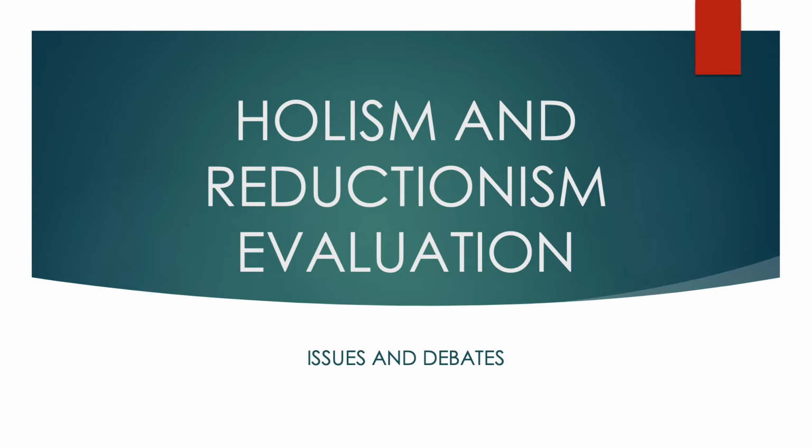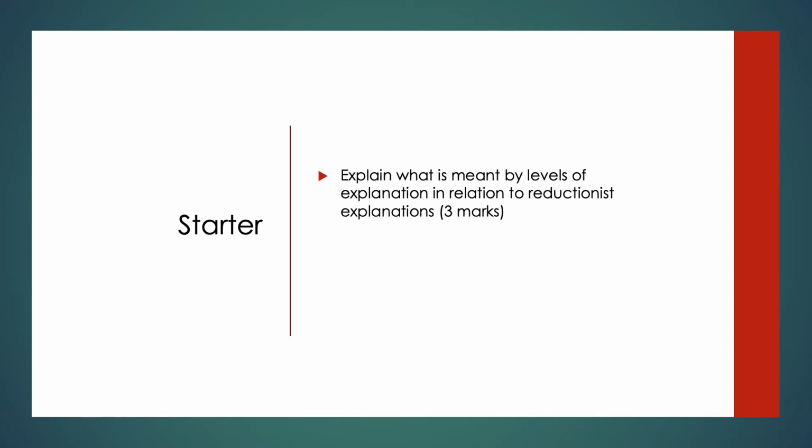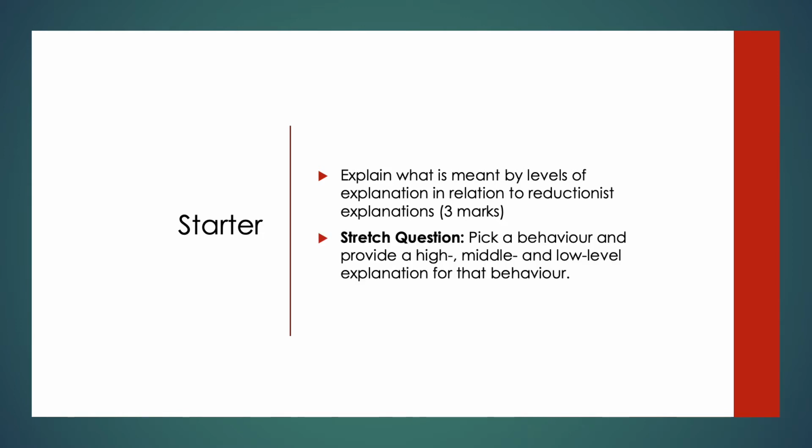This is your next lesson, Holism and Reductionism Evaluation. As a starter, I want you to have a go at a little 3-mark question, which is: explain what is meant by levels of explanation in relation to reductionist explanations. This is something that we covered last lesson, so try and complete it from memory because it will be more effective for your recall. If you absolutely have to, you may check your notes or your textbook, but try and do it from memory. And then, as a stretch question, I want you to pick a behaviour and provide a high, middle and low level explanation for that behaviour.